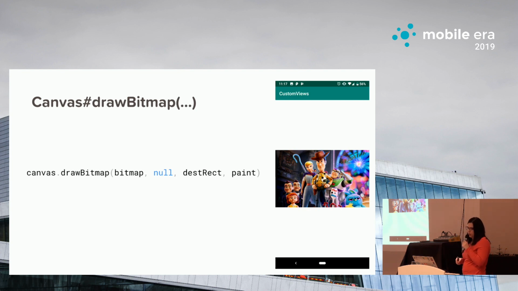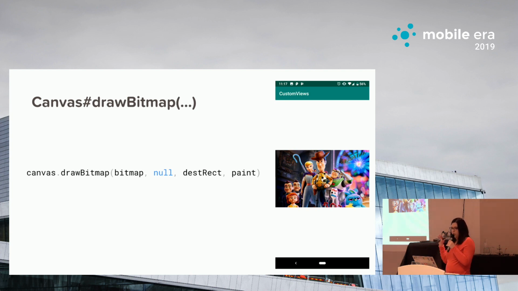To draw a bitmap on screen, we have this canvas.drawBitmap method. It takes in the bitmap that we want to draw on screen. So in my case, it's a Toy Story image. And then it takes 2 other parameters, which in my case I've set to null and destination rect. So null, the second parameter, describes what portion of the bitmap you want to draw on screen. If you only want to draw a certain portion, you would specify it. If you want to draw the whole thing, in this case, we say null.